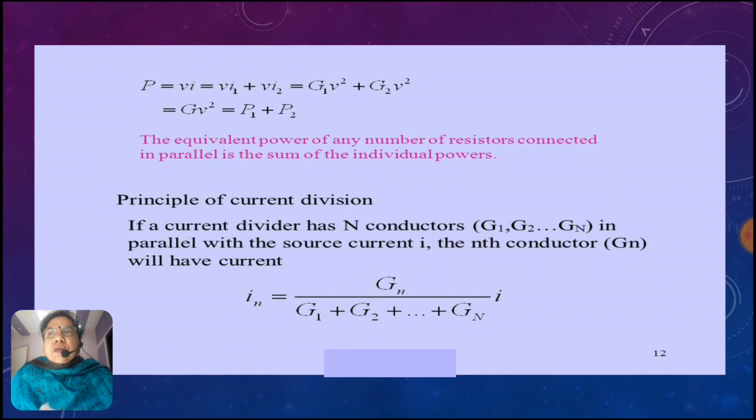individual powers. So what is the principle of current division? If a current divider has n conductors G1, G2, Gn in parallel with the source current I, the nth conductor will have the current in this way. We have to divide. In is equal to Gn upon G1 plus G2 plus Gn into I. Okay, you got it?